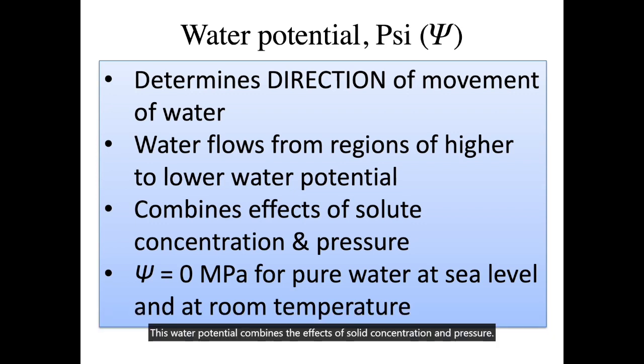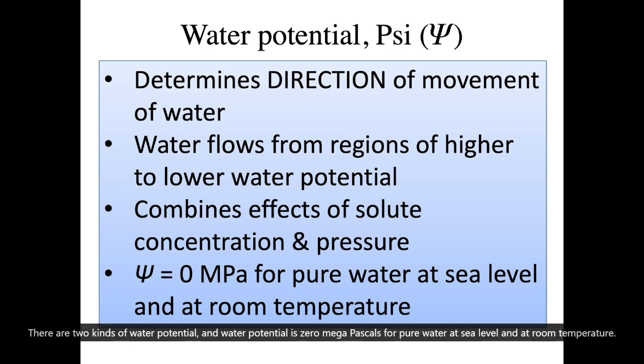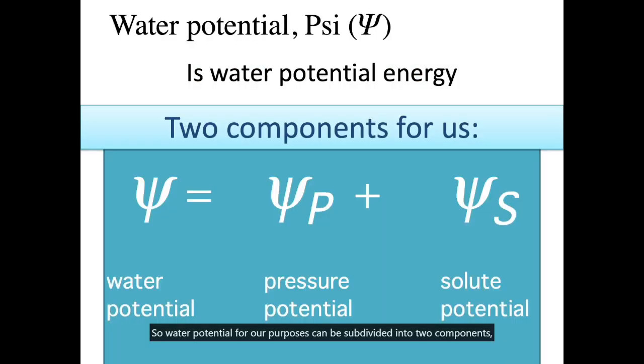This water potential combines the effects of solute concentration and pressure. There are two kinds of water potential. And water potential is 0 megapascals for pure water at sea level and at room temperature. So water potential for our purposes can be subdivided into two components. And these two components are pressure potential, psi sub p, and solute potential, psi sub s. Total water potential at any spot in the organism is the sum of pressure potential and solute potential.